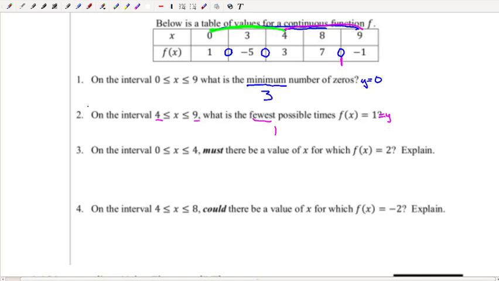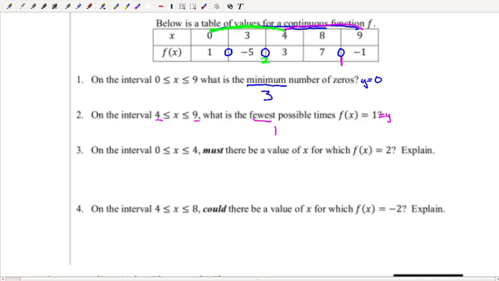Explain. So is there a place where we have to go through the y value of 2? See what's going on here. When we go from 0 to 3, we're going from a y value of 1 to negative 5. 2 is not between 1 and negative 5, so no guarantees in here. But when we go from 3 to 4, we go from negative 5 to 3. 2 is between negative 5 and 3. So I've got a 2 in between these two values. There's no way, if my function is continuous, to get from negative 5 to 3 without passing through 2. I'm going up from negative 5 up to 3.